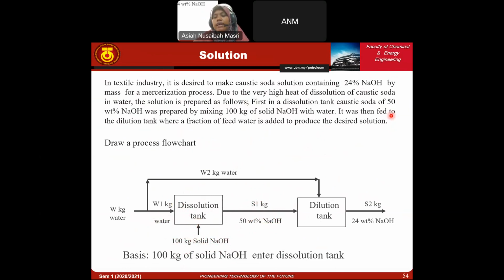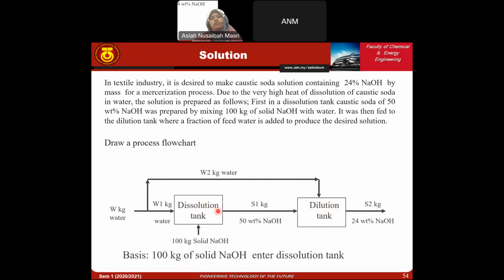And then another piece of information: this 50 weight percent NaOH was fed to the dilution tank. So we have a dilution tank here, where a fraction of the feed water is added. Feed should be the first stream. So a fraction of the feed water is added to produce the desired solution, added into the dilution tank. So here there should be a splitter from the feed water, split to bypass the process and go to the dilution tank, because a fraction of the feed water is added into the dilution tank. Okay, now we have a complete process flowchart.